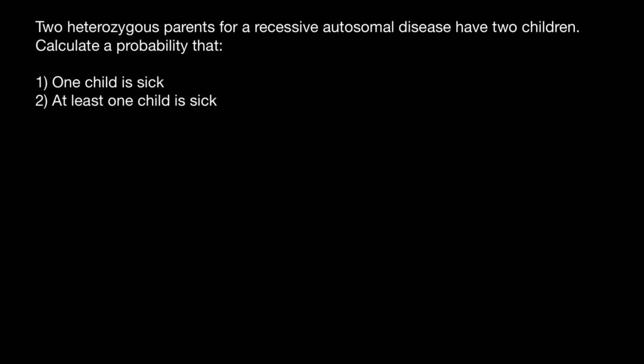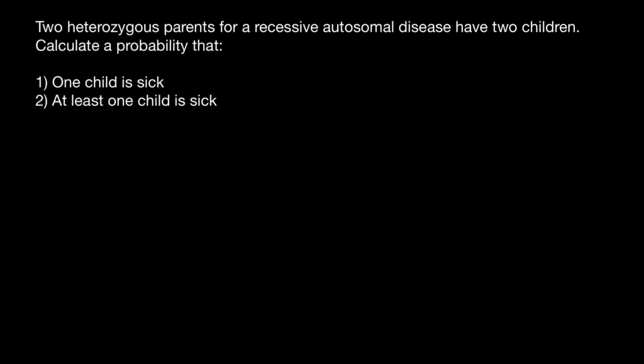Today's problem I got from one of my subscribers. Two heterozygous parents for a recessive autosomal disease have two children. Calculate the probability that first, one child is sick, and second, at least one child is sick. So let's solve the first problem.